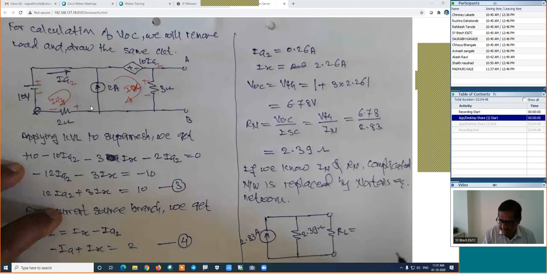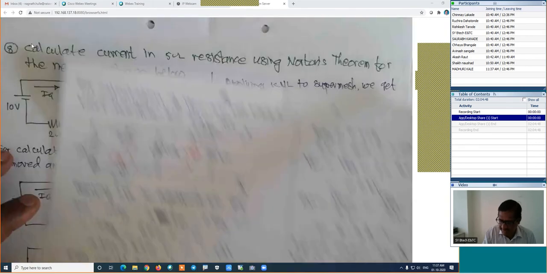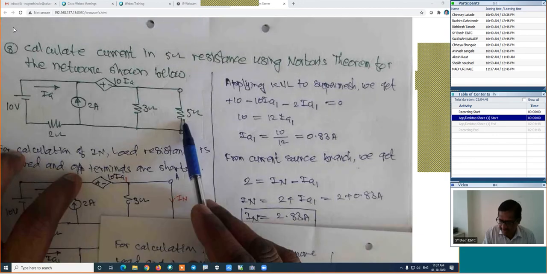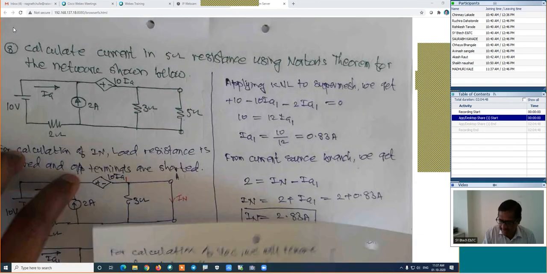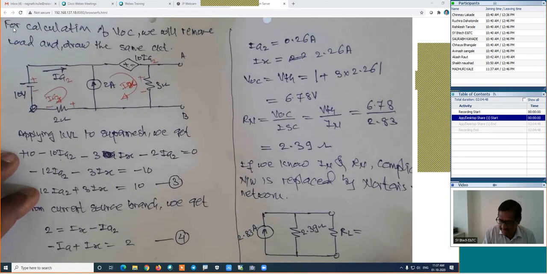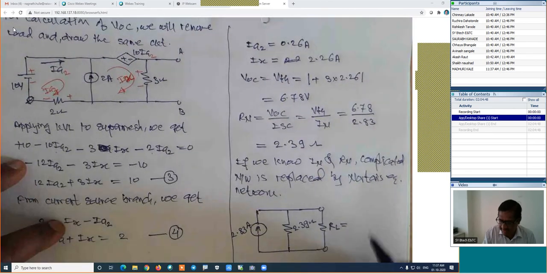And now, how much is RL? I will go back. Calculate the current in the 5 ohm resistance, which is this. We are interested in the calculation of the current in 5 ohm. That's why we have removed the 5 ohm resistance. That's why RL will be 5 ohm.